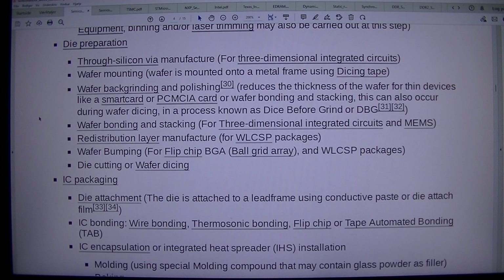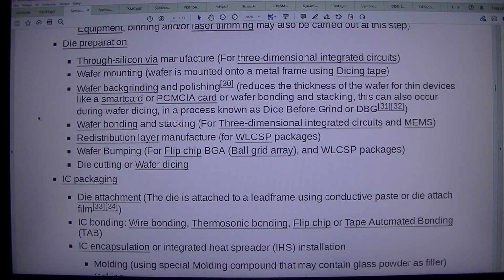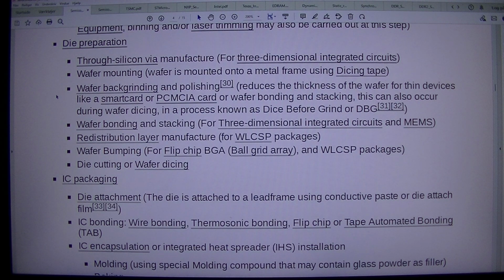Wafer mounting. The wafer is mounted onto a metal frame using dicing tape. Wafer back grinding and polishing reduces the thickness of the wafer for thin devices like a smart card or PCMCIA card, or wafer bonding and stacking. This can also occur during wafer dicing, in a process known as dice before grind, or DBG. Wafer bonding and stacking, for three-dimensional integrated circuits and MEMS.